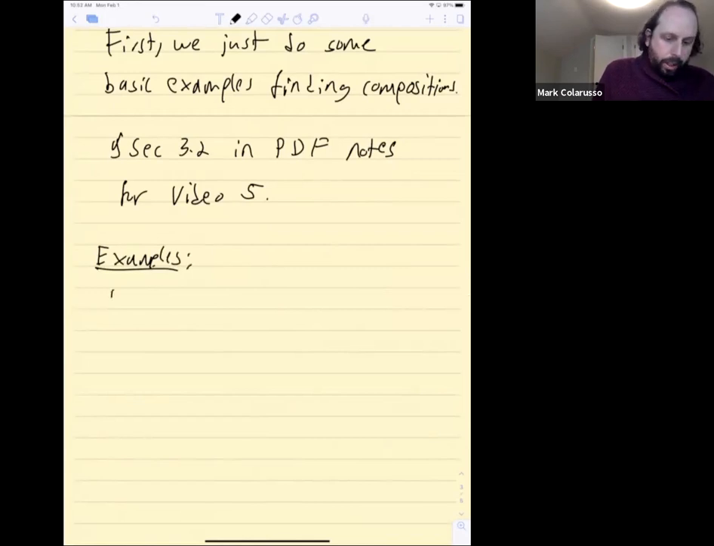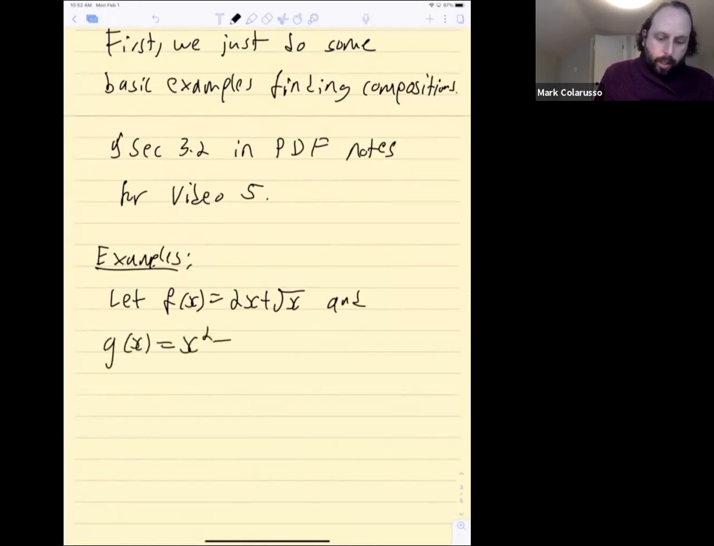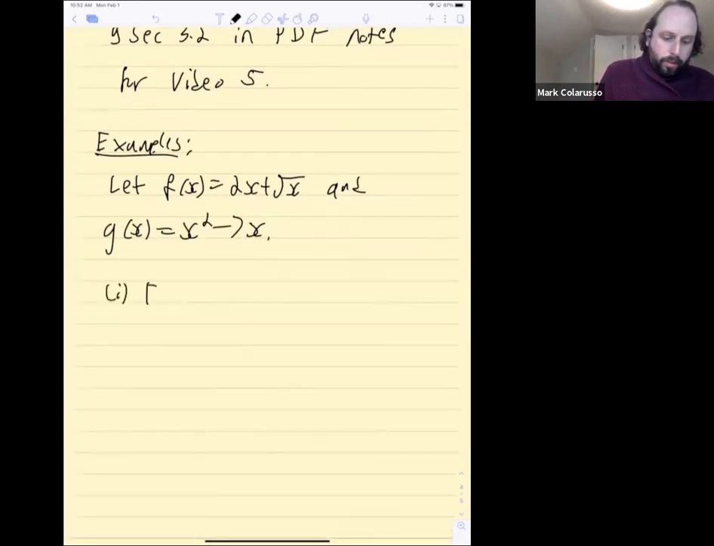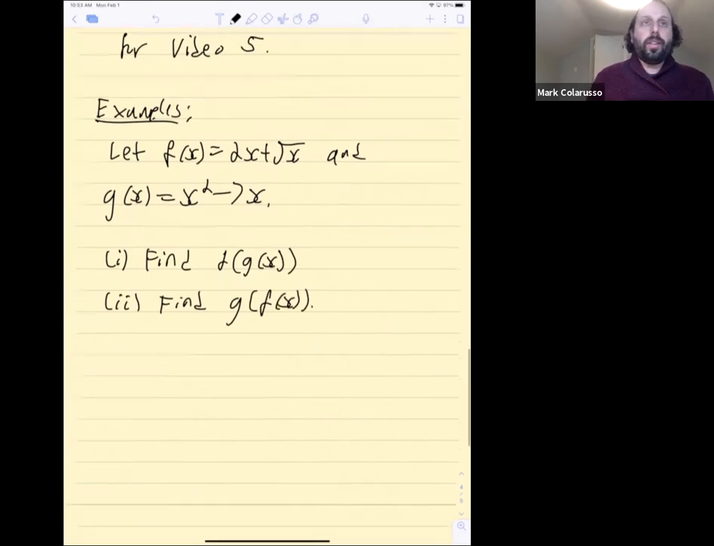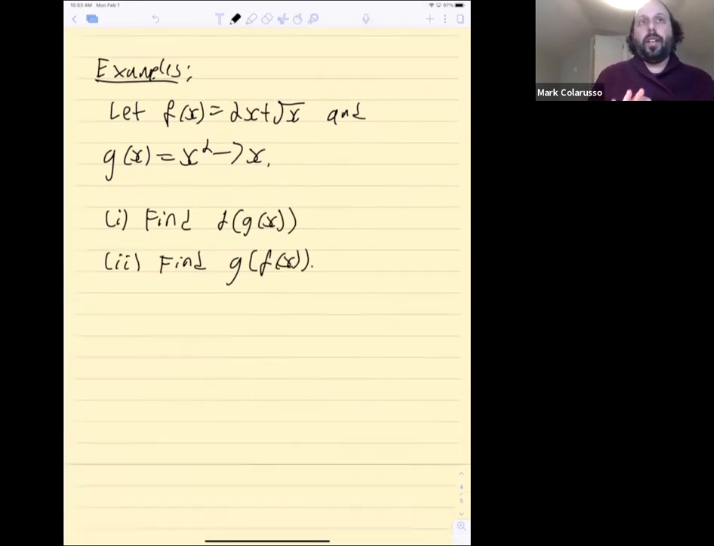So the first thing I want to do is consider two functions, f at x equals 2x plus root x. It's a legitimate function, nice function. And g at x be a function which is x squared minus 7x, right? And what I want us to do is, one, find the composition f of g at x, and two, find the composition g of f at x. Okay, so this is a good exercise because I think it shows you one of the trickier things about first working with compositions.